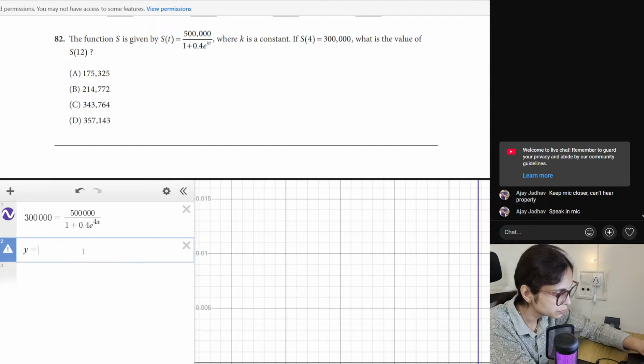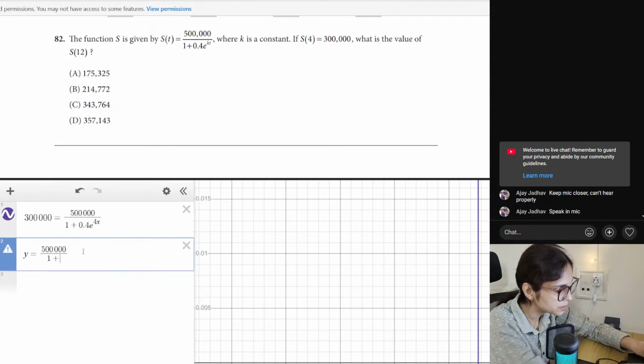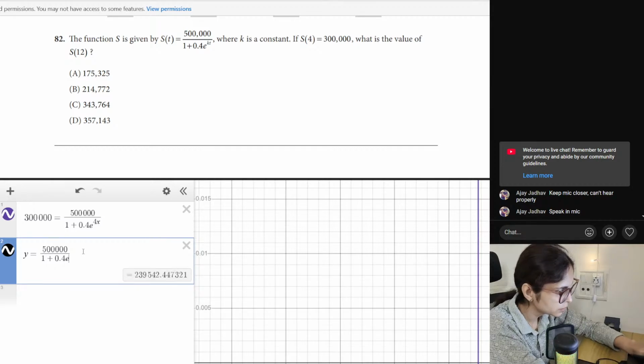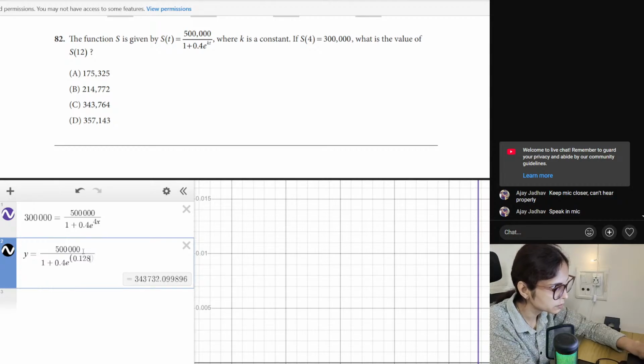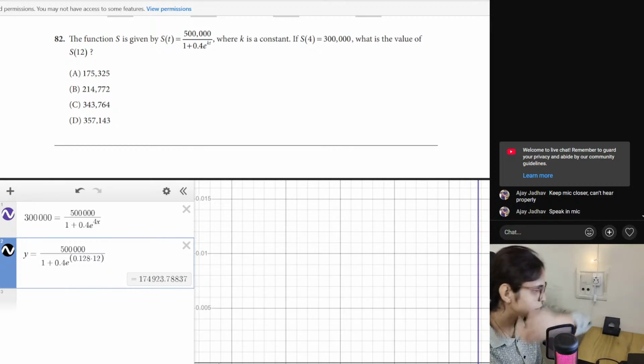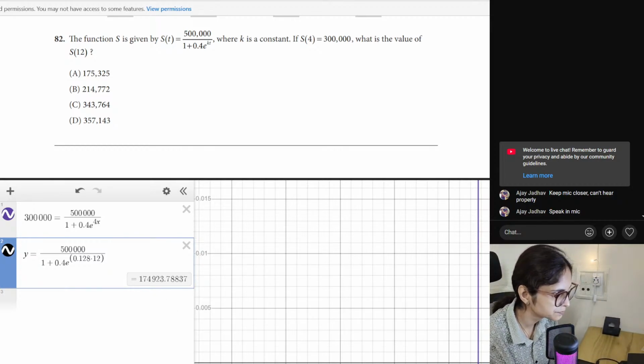So y is equal to 500,000 divided by 1 plus 0.4 e to the power 0.128 times 12, because you're finding s of 12. It's approximately 174,923. So it's option A because that is the closest one, 175,325.